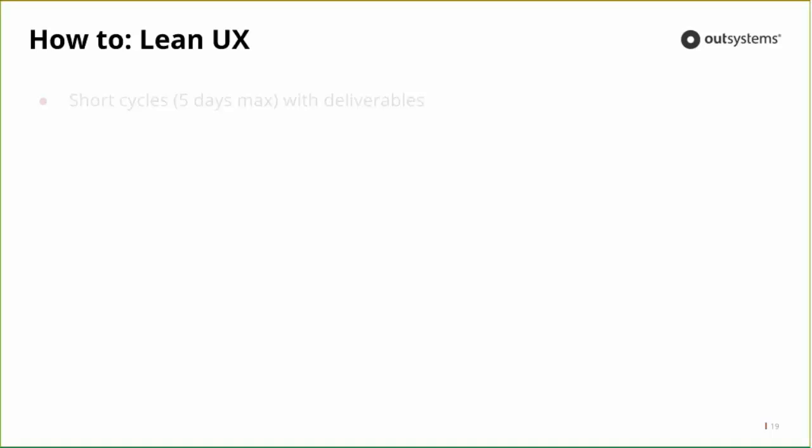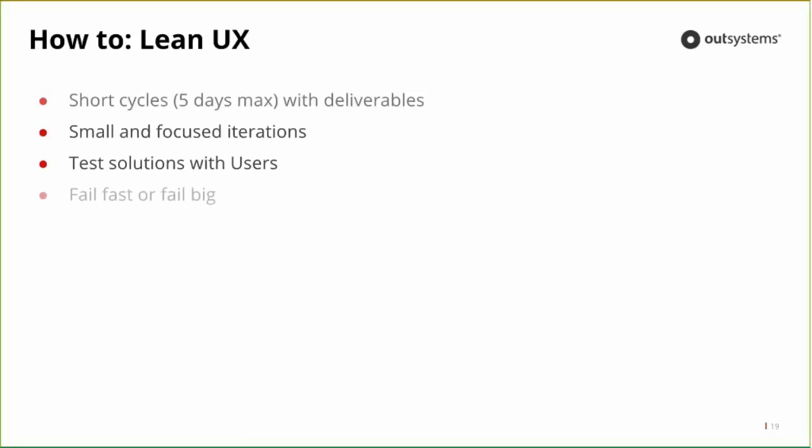So how does Lean UX work? Basically, if you guys are familiar with Lean, Lean means that we do things in a very short cycle, in a very contained time frame. And basically, usually Lean UX cycles last 5 days maximum, okay? And with deliverables. This is the biggest revolution. So after 5 days of engagement, we already have something to show to the client, which is really cool.